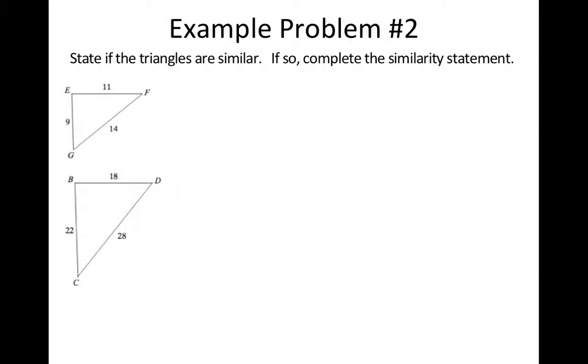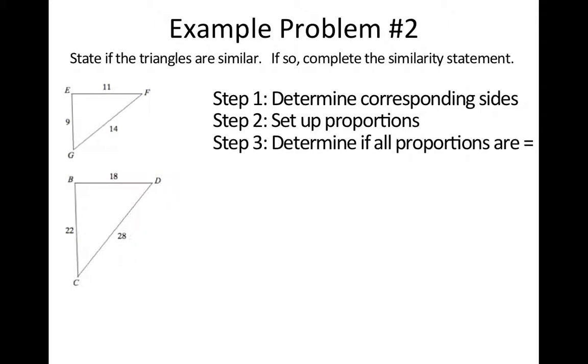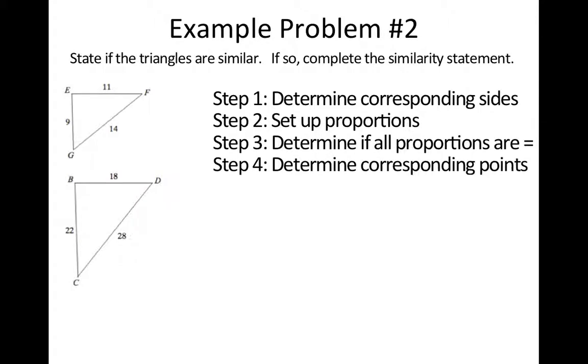Let's look at a different example problem. This one is asking you to determine if these two triangles are similar, and if so, to complete the similarity statement. So to do that, I first need to, again, determine corresponding sides, set up the proportions, determine if all the proportions are equal, and assuming they are, then I have to determine corresponding points so I can complete the similarity statement. Sounds like a lot, but we can go through it. It's really not.